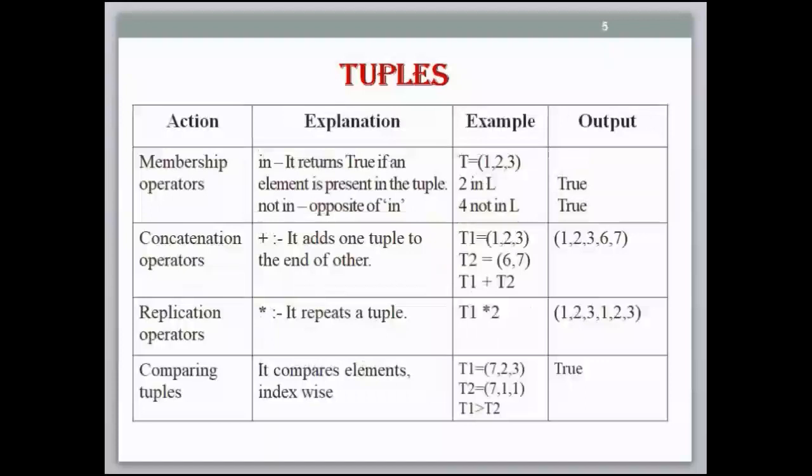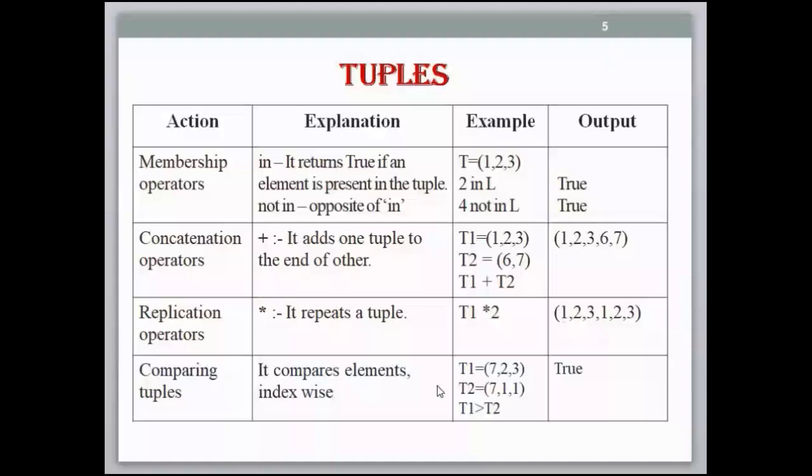Membership operators. In returns true if an element is present in the tuple, not in is just the opposite of in. For example, t is 1, 2, 3 and 2 in t is true. 4 not in t, again it's true. Concatenation operator. It adds one tuple to the end of the other. If T1 is 1, 2, 3, T2 is 6, 7, and if you perform T1 plus T2, it will give you 1, 2, 3, 6, 7. Replication operator, it repeats a tuple. Suppose we want to print T1 asterisk 2, it will give 1, 2, 3, 1, 2, 3.